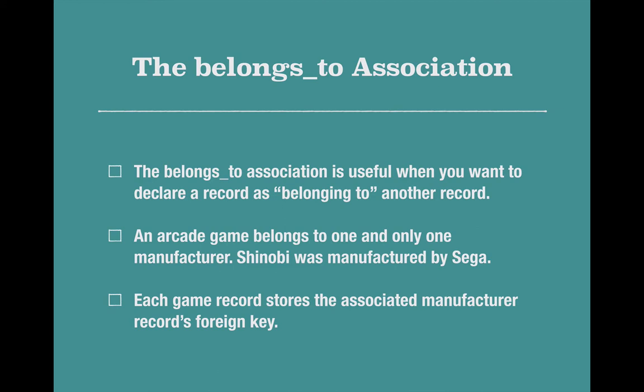So for instance, if you are building an application which tracks arcade games, each arcade game would logically belong to one and only one manufacturer. For instance, one of my favorite arcade games of all time, Shinobi, was manufactured by Sega. In order to implement this sort of relationship, each record found in the games table will store its associated manufacturer's foreign key, or its ID.